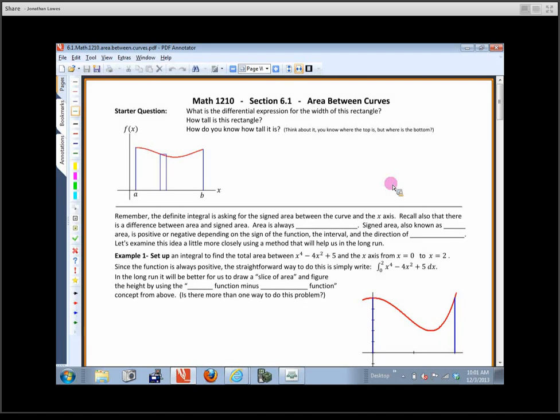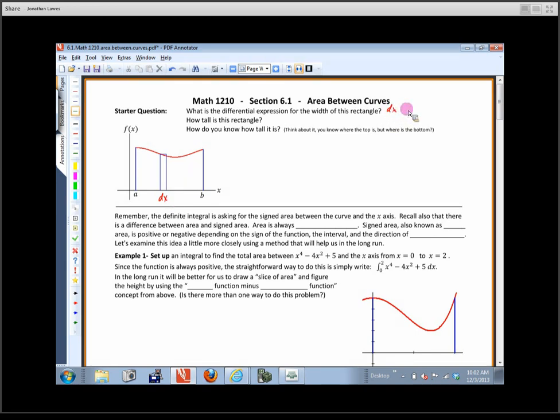So the starter question says, what is the differential expression for the width of that rectangle? I've got this area represented, which is actually just a copy of some of the problems that we've done before. So I've got this area represented right here from a to b, underneath that curve, between that curve and the horizontal axis. And then I've got this little thing, I'll call it a representative slice of area, a little rectangular slice of area, which we're going to use to figure out how I would find all of this area. Well, this width right here is a difference in x's, so we're going to call that dx. So that's going to be the width of that little rectangle.